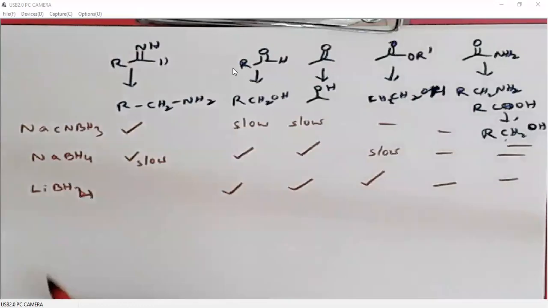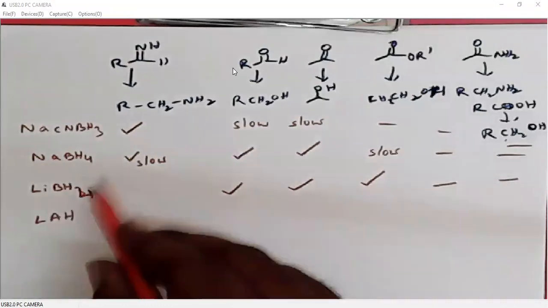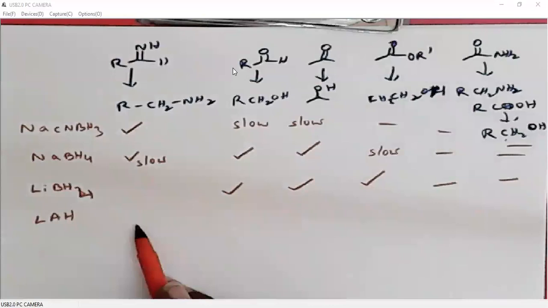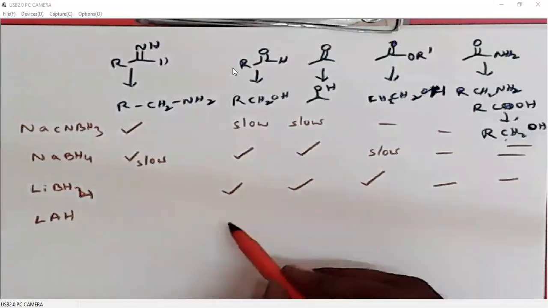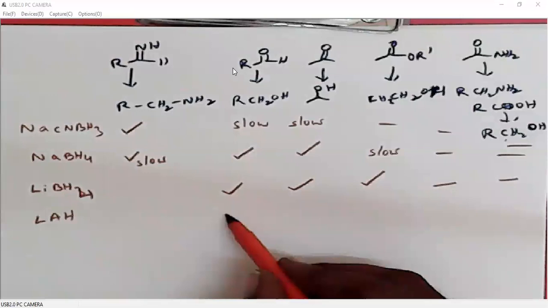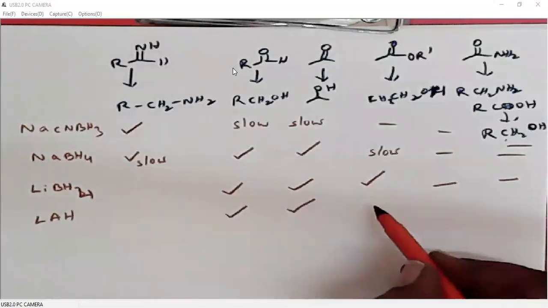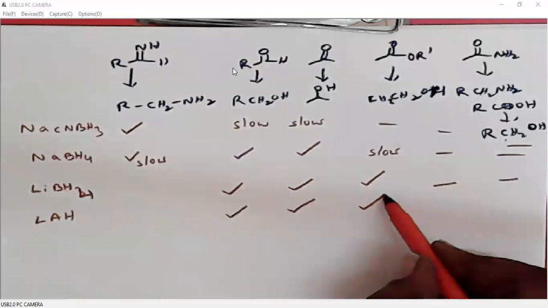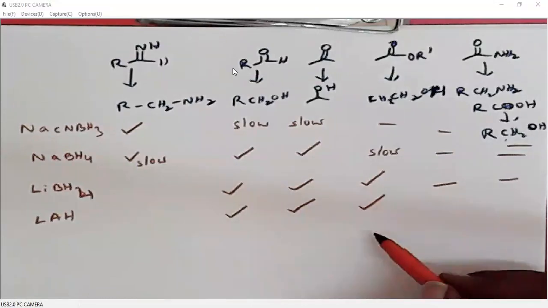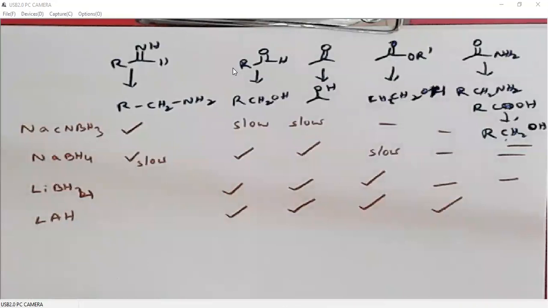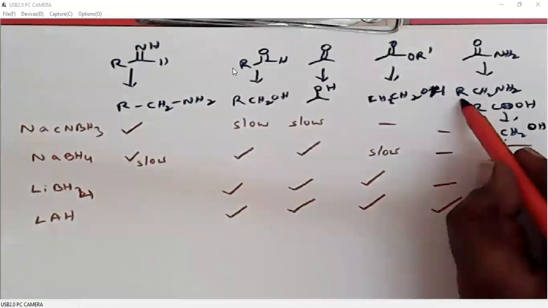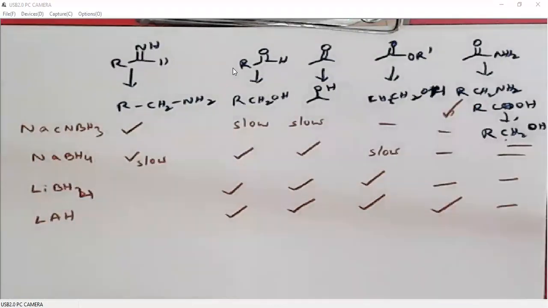Whereas when we discuss LAH, for reductive amination, we don't use this reagent. LAH, being a strong reducing agent, will reduce aldehydes, ketones, esters to the corresponding alcohols, then amides to the corresponding amine, but it doesn't reduce carboxylic acid to alcohol. Okay, so this is for this.